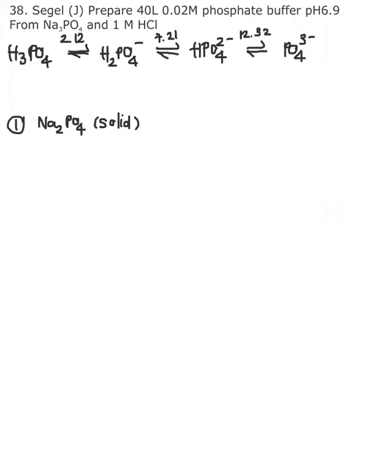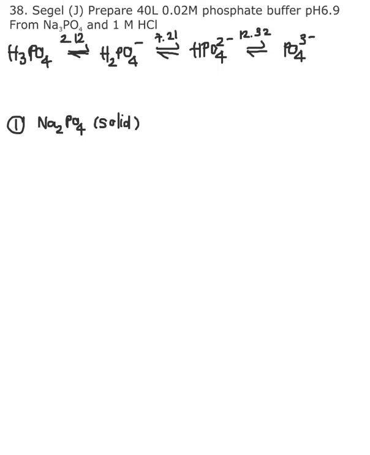So for number 38, part J, you still have to prepare the phosphate buffer, 40 liters of 0.02 molar, pH 6.9. But this time, what you are given is sodium phosphate and hydrochloric acid. Sodium phosphate in this case is the solid form, so it's different from the solution that we had in the previous question.